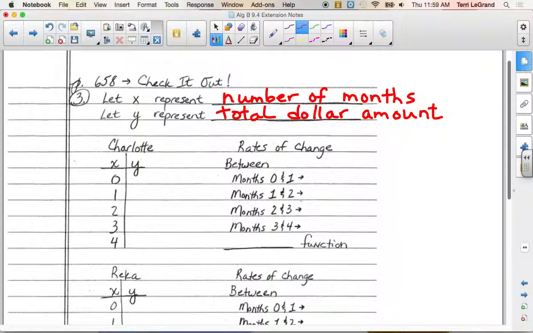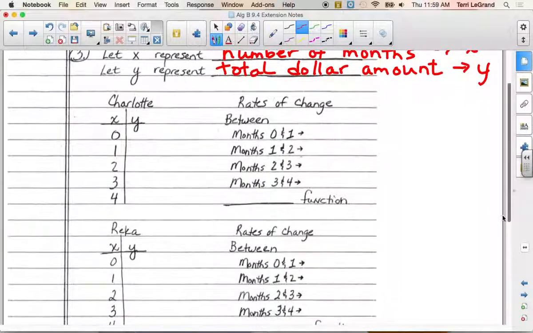And why is it important to decide which one is going to be X and which one's going to be Y? Because in rates of change, they have a label. Remember, in rate of change, we have Y's upstairs and X's downstairs. So does it make more sense to say dollars per month, or months per dollar? Dollars per month. So I think we've made a good choice here. Y's go upstairs, dollars upstairs, months downstairs. Dollars per month.